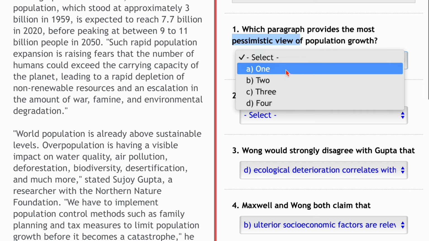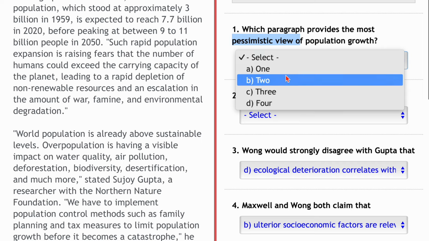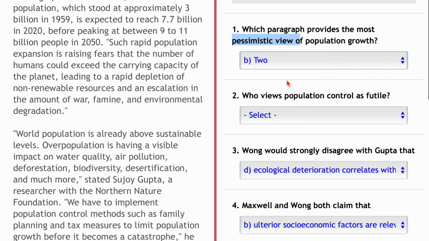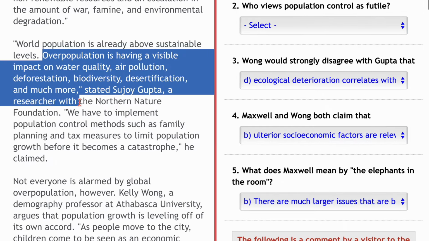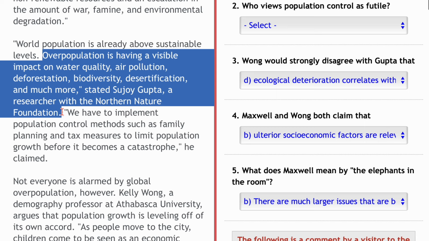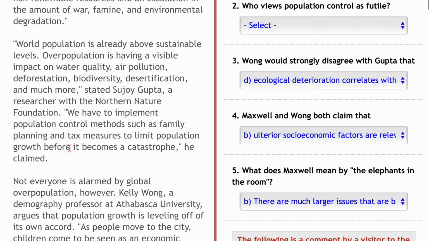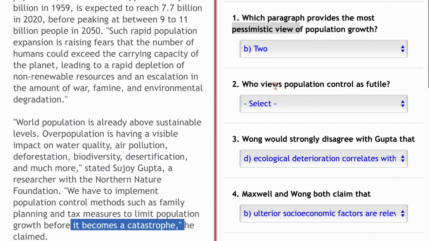So Farsi or Gupta? Gupta, right? Gupta is the one that said already we are seeing such huge negative consequences, particularly to the environment, because of overpopulation. Okay? And we need to stop it before it becomes a catastrophe. Okay? And Farsi just gave us the study. All right? What about number 2?